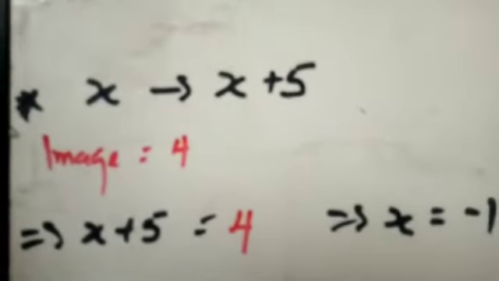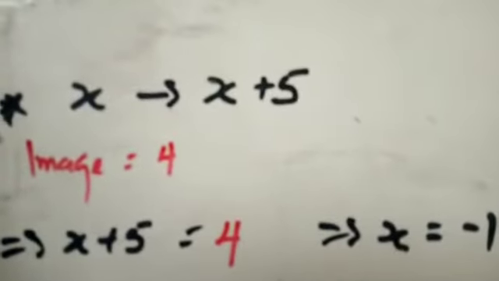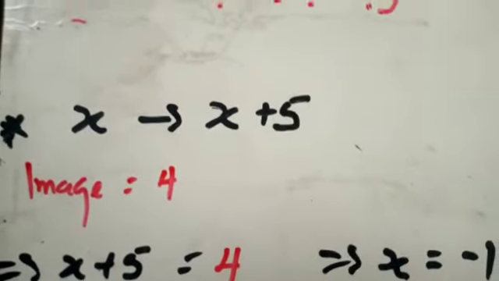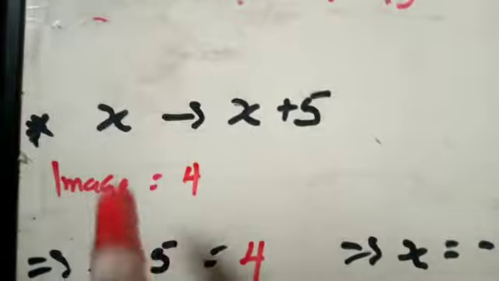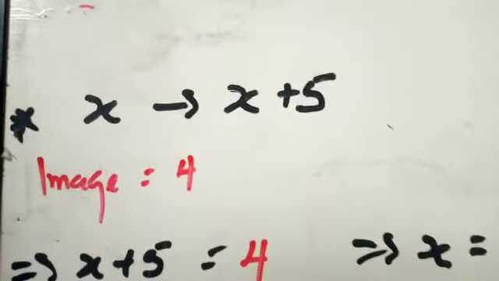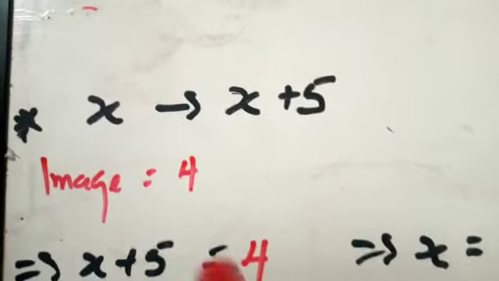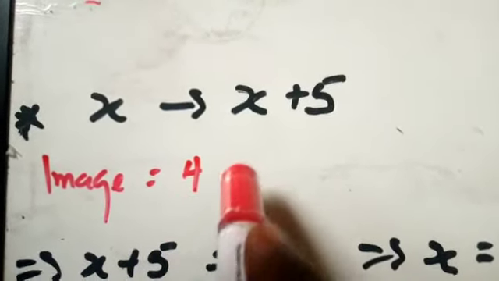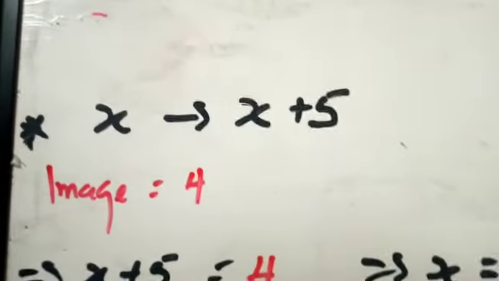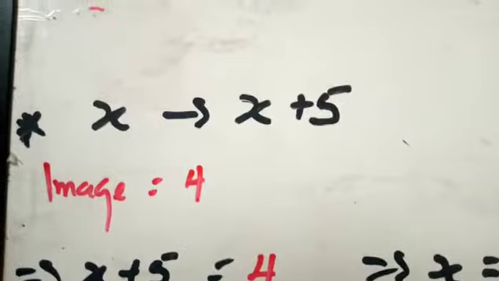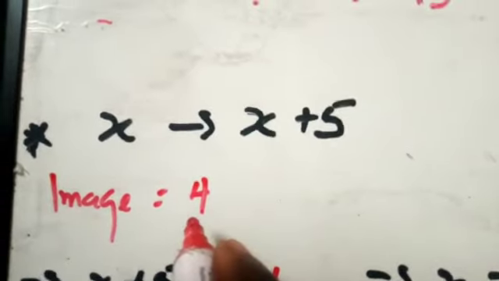They say the image of x in the mapping x mapped to x plus 5 is 4. So find x. This is the function that we are given. This is the machine that transforms the pre-images for us. But here you are given the image to be 4, and they say you should find the pre-image. What have you plugged in before we got the 4? I know that whatever I plug in, it will give me 4.